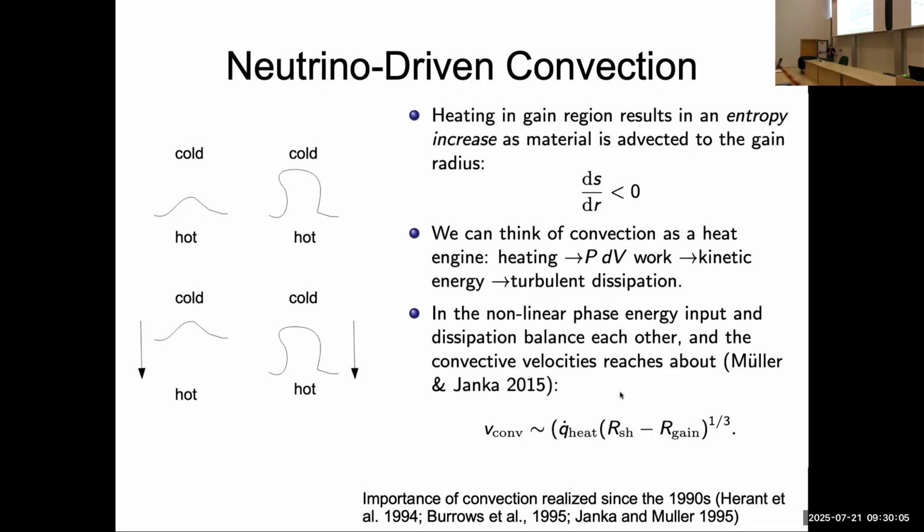One of the very important things that we've recognized in the last decade is that the convection in this heating region is not purely chaotic. It actually reaches a steady state where the energetics of this convection are very nicely determined by the parameters of this shock region and the neutrino heating. So effectively, you get a cubic root of the product of the heating rate times the extent of the gain region that dictates the magnitude of the velocity fluctuations.